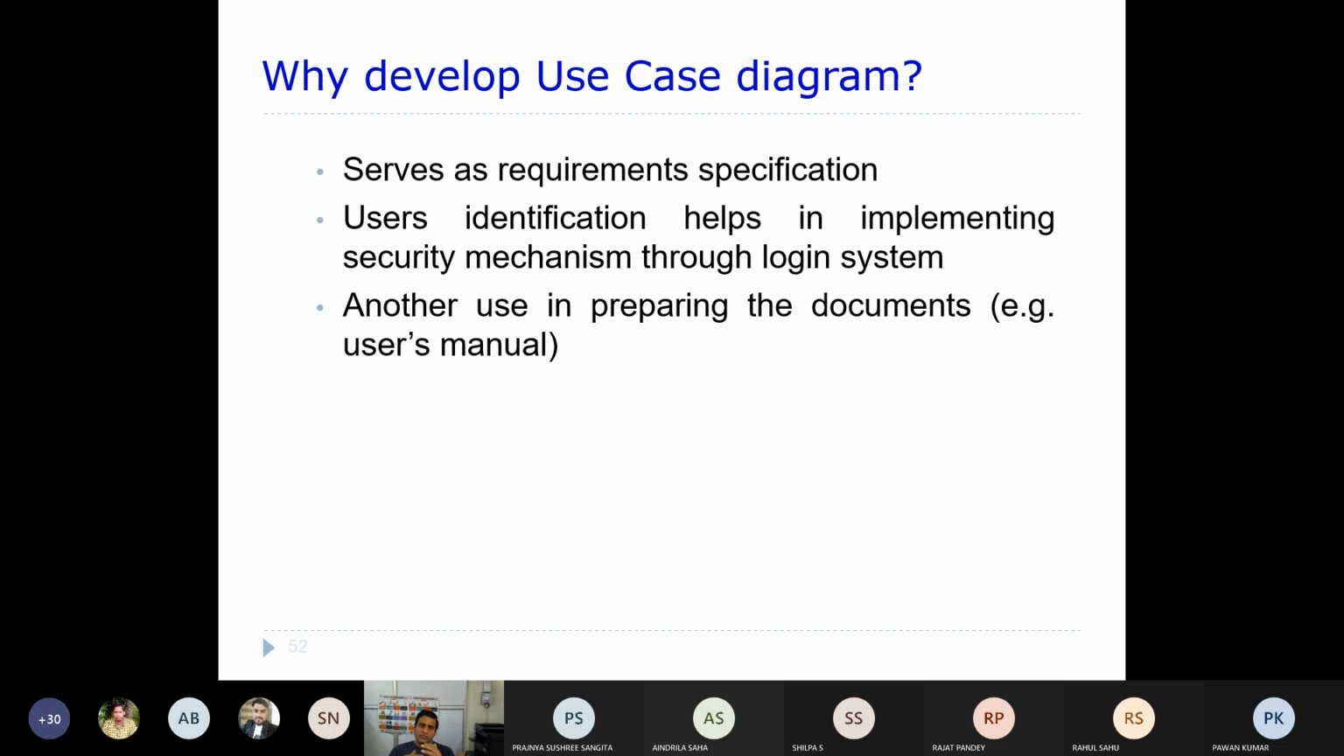So that means we can provide different access to different users. You can also associate a login system with them, so that only the people who come with a username and password will be allowed to access the system. Another use is in preparing documents. Once you have created these use case diagrams, it will help us in preparing the user manual at the end. That way also it is going to help us.